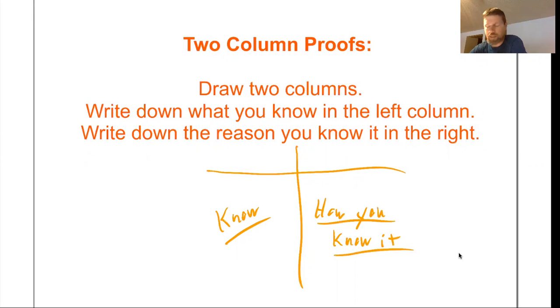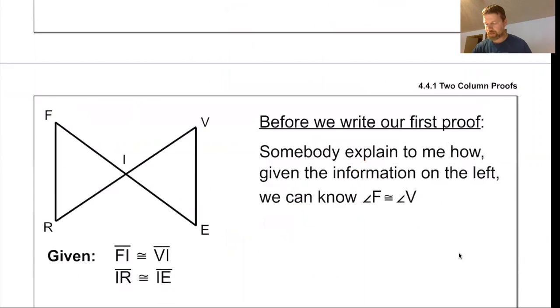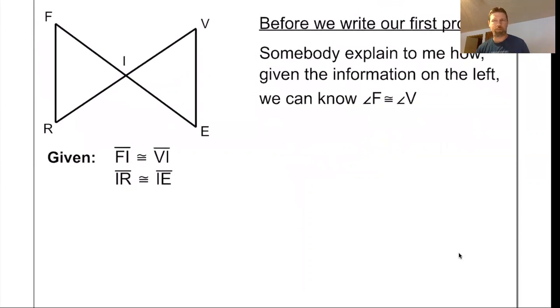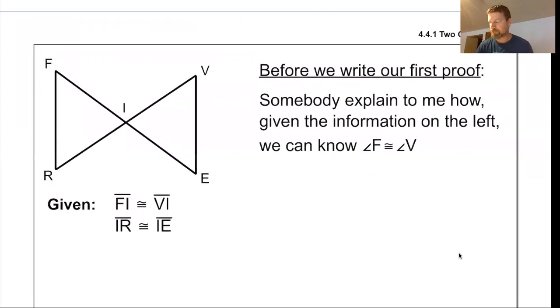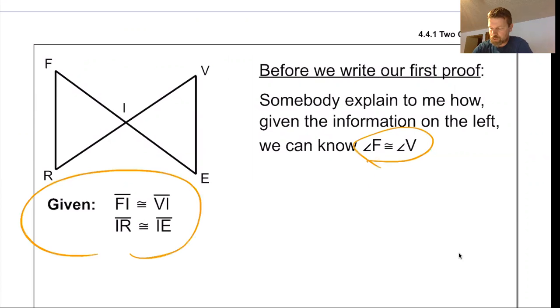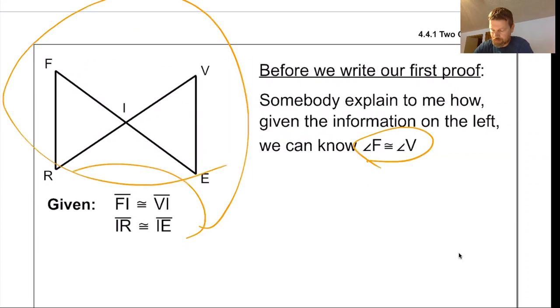Before we actually do a two-column proof, we're going to run through a little bit of what proofs are. Proofs are just explaining why you know what you know. So for this problem, before we actually write a proof, we're going to just explain in words how we know that angle F and angle V are going to be equal, given this information here. If I gave you this picture and this information, how can we know that F and V are the same instead of different?